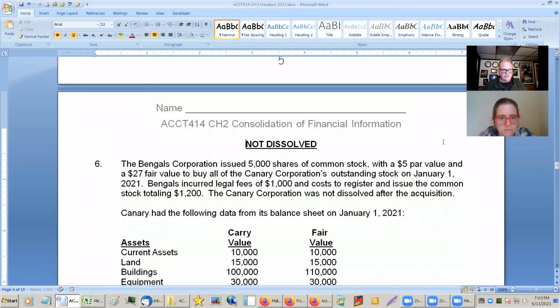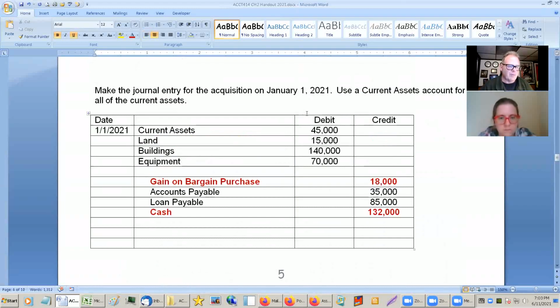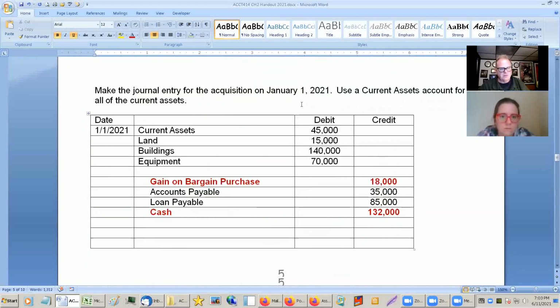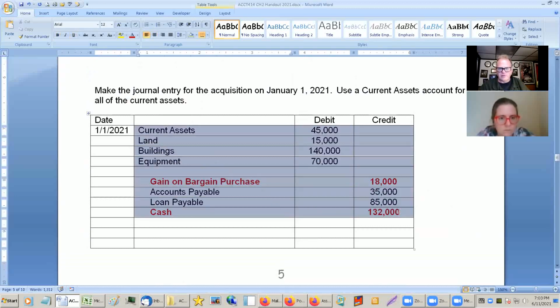So that is when we dissolve, when we buy a company and dissolve it. It's a one-time deal. Once these are on the books, that's it. There's nothing to do in the future. Whatever you did, 2021, going to 2022, nothing. All right. Okay.